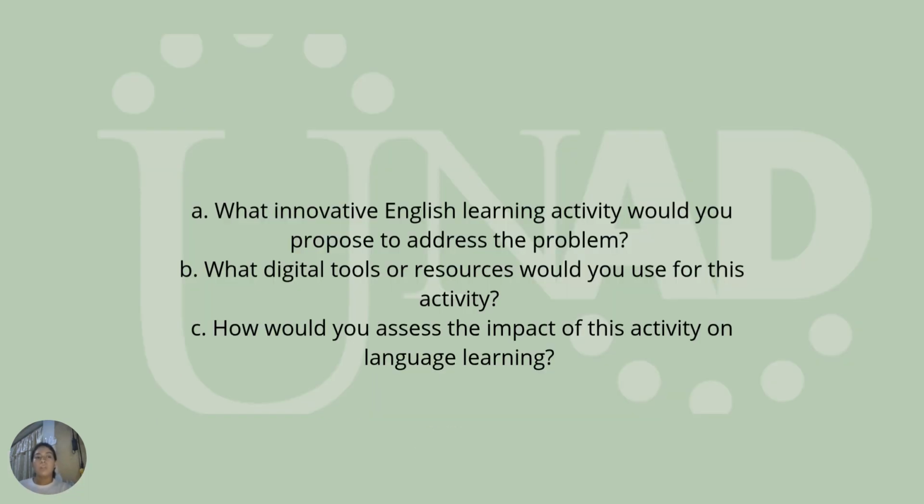We have some questions. The first one is, what innovative English learning activity would you propose to address the problem? It's a modeling activity where the teacher proposes a list of verbs that we use more in a real context and how to pronounce them. And in pairs, they will record themselves, their pronunciation.